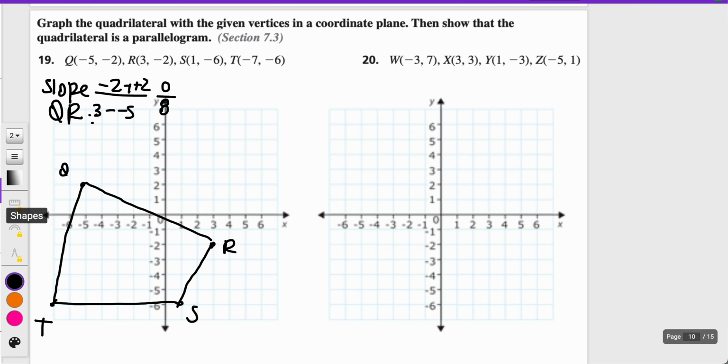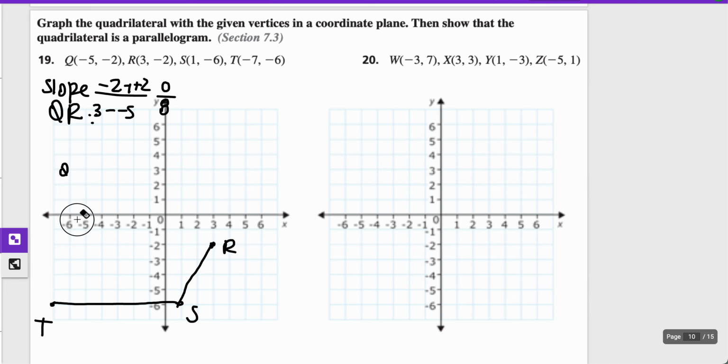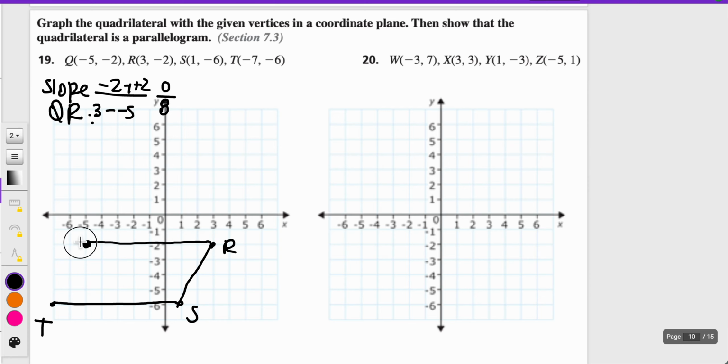oops, I definitely drew this one wrong. This is what I get for doing a video first thing in the morning. -5, -2 should be down here. I knew that looked a little weird. I'm like, this is not a parallelogram. I'm glad I used my points for that.